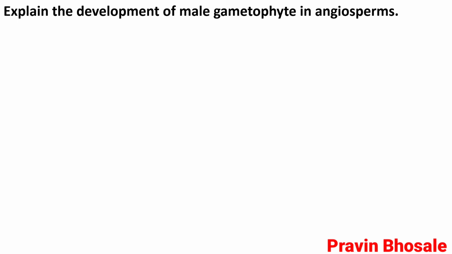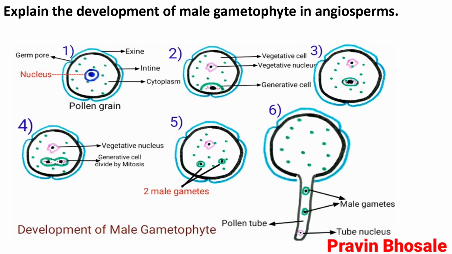Explain the development of male gametophyte in angiosperm. So let's see this by diagram. This is single-celled pollen grain. The nucleus divides and it becomes two-celled pollen grain. It consists of vegetative cell and generative cell. Generative cell divides by mitosis and forms two male gametes. Further, the intine comes out forming a pollen tube which consists of tube nucleus and two non-motile male gametes. So this region constitutes male gametophyte.